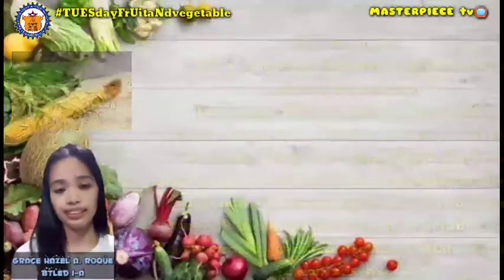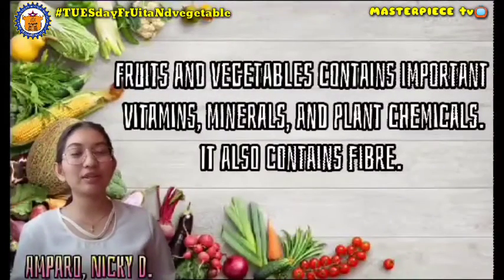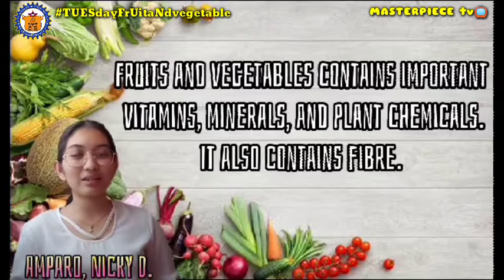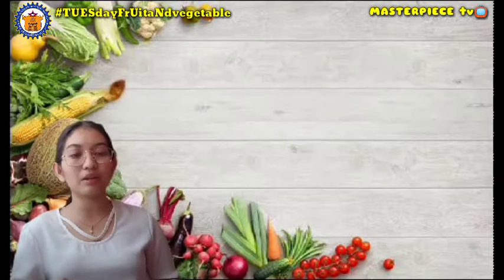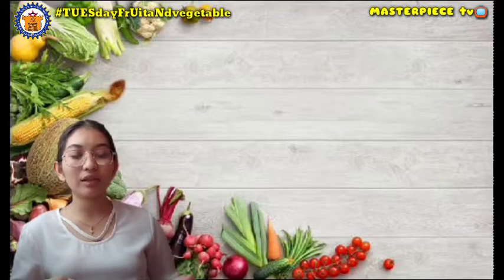For example is wheat. Fruits and vegetables contain important vitamins, minerals, and plant chemicals. They also contain fiber. There are many varieties of fruit and vegetables available and many ways to prepare, cook, and serve them. A diet high in fruit and vegetables can help protect you against cancer, diabetes, and heart disease.